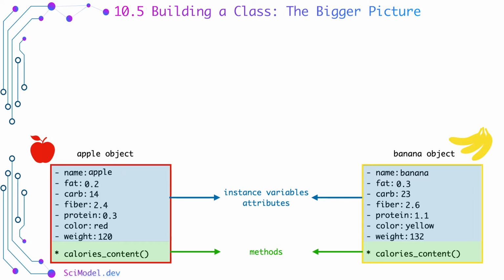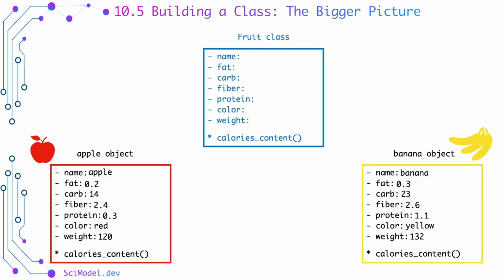Now, how do we systematically create different objects such as the apple object and the banana object? How do we create a set of attributes and methods that the objects can fill with values? This is done by defining a class. A class is a blueprint or an empty template by which you can fill an object with attribute values and perform certain actions based on defined methods.